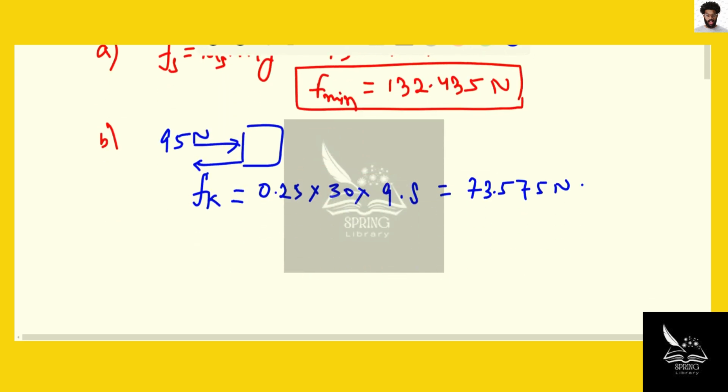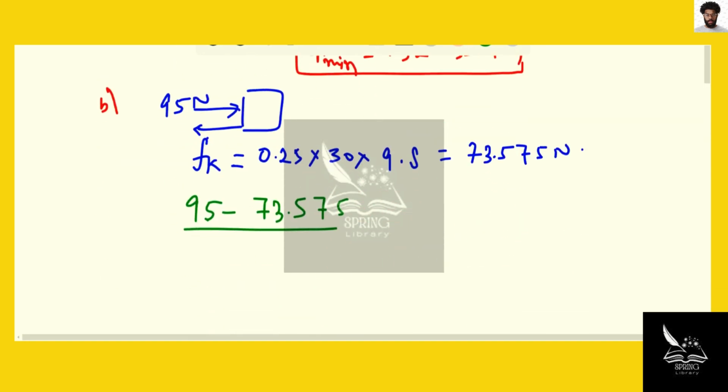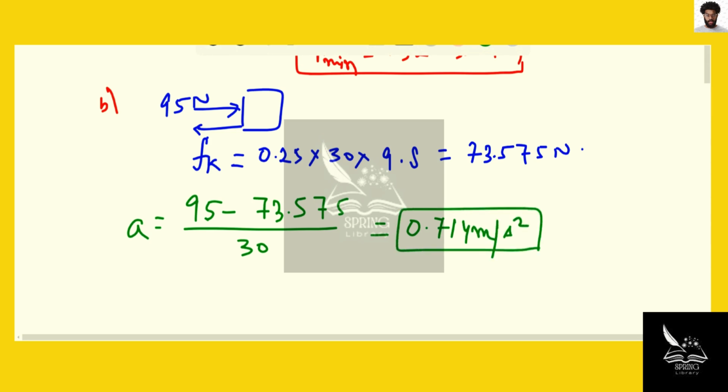So now the net force that's applied on this block is 95 minus 73.575. So we divide this net force with the mass of the block, and that's 30 kilograms, and this should give us the acceleration. So simplifying this here, we get the acceleration as 0.714 meter per second square. Approximately this will be the acceleration of the block.